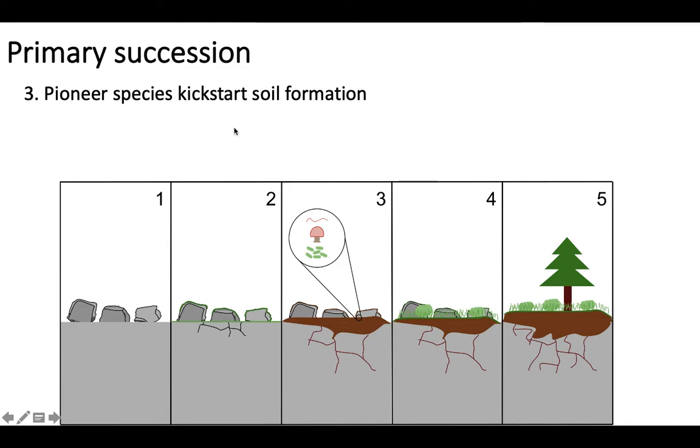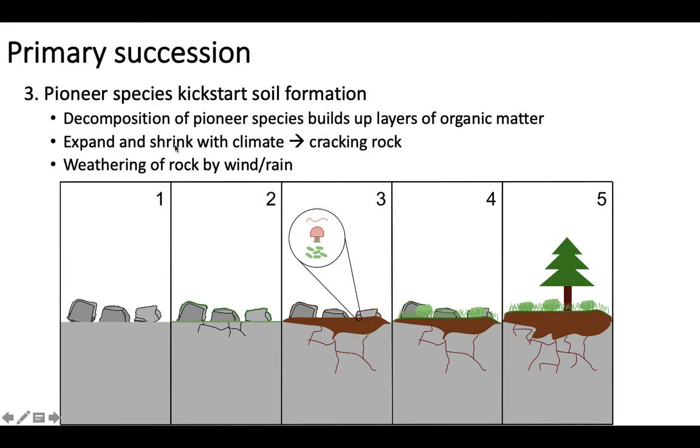And they're going to do that in a couple of ways. One, they're going to build up over time and they're going to die. And their organic matter will decompose and start building up layers and layers of organic tissue, which will start to formulate soil. But they will also grow and shrink with the climate. Lichens get bigger when it's wet, and they dry out when they shrink. And that's going to help crack the rock and break off little pieces.